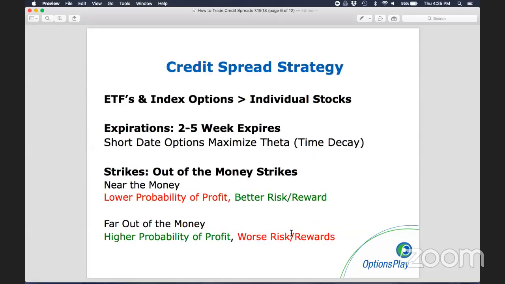So let's talk a little bit about the best practices for credit spread strategies. First of all, you can do credit spreads on pretty much any underlying: a stock, an ETF, an index. You can do it on anything. However, it's generally recommended to use these types of credit spreads on ETFs and index options first before you consider using them on individual stocks. The reason is that when you're trading a credit spread, you generally don't want the stock to move a lot. When the stock moves a lot, that's bad for a credit spread.